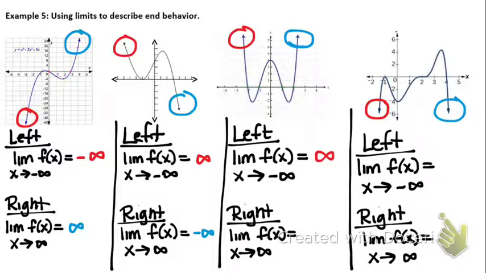So we got a positive infinity and a positive infinity for the third graph. And for the last graph, both sides are going down, so we have a negative infinity and a negative infinity. All right, any questions about that?